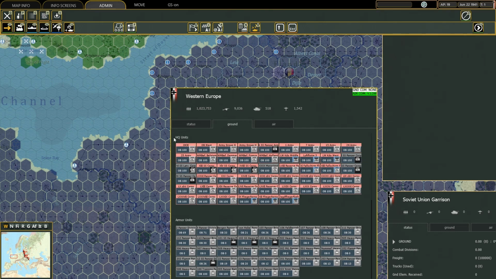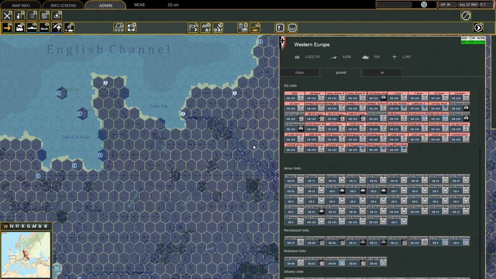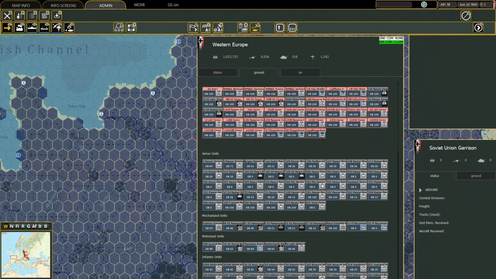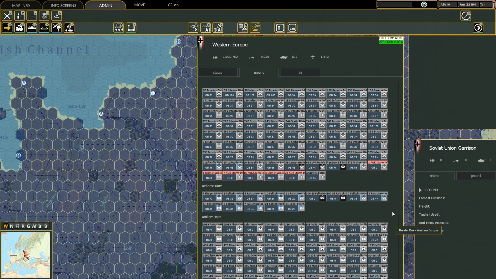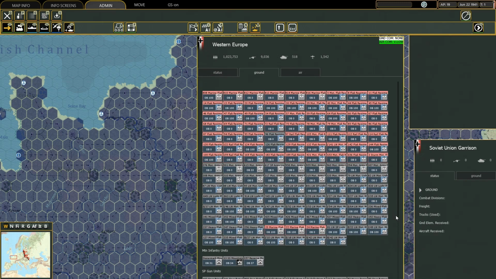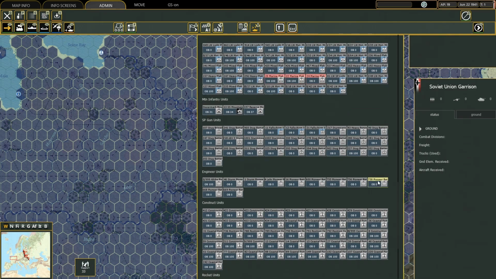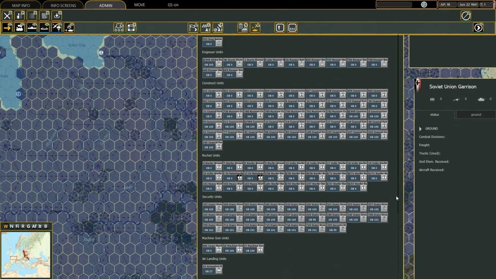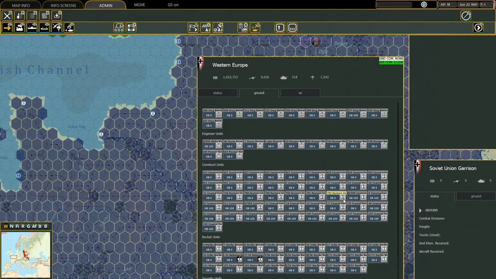And the units are divided into every category. You have HQs, armored units, mechanized, motorized infantry, airborne, artillery, anti-tank, anti-aircraft, motorized mountain infantry, self-propelled guns, engineer, construction, rocket units, security, machine gun battalions, and then even the air landing units.